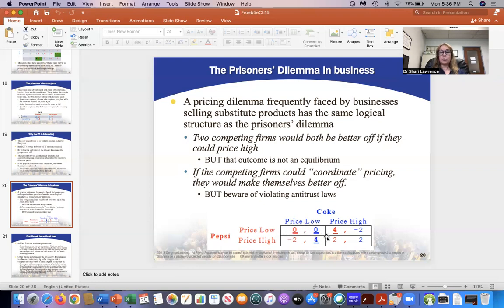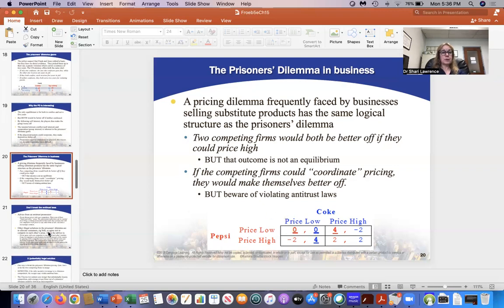But if they could collude, they both could make $2 million, which is the best situation for them, but because they don't know what the other is going to do, they're afraid they'll be undercut. They both charge the low price. Okay, let's go to the last one.